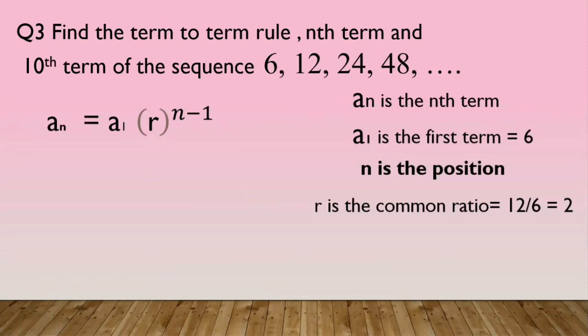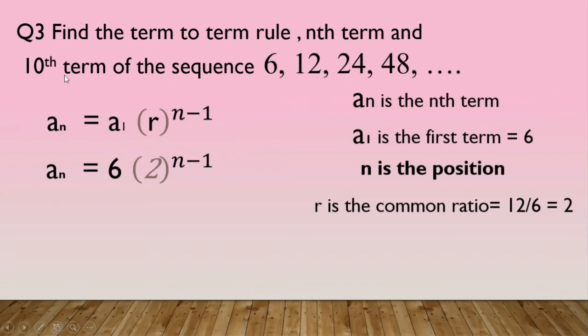I just showed you how to calculate the common ratio with other values as well. Let us substitute these values. In place of a1, we have put 6, and r is 2, raised to n minus 1. So this is our nth term of the sequence.